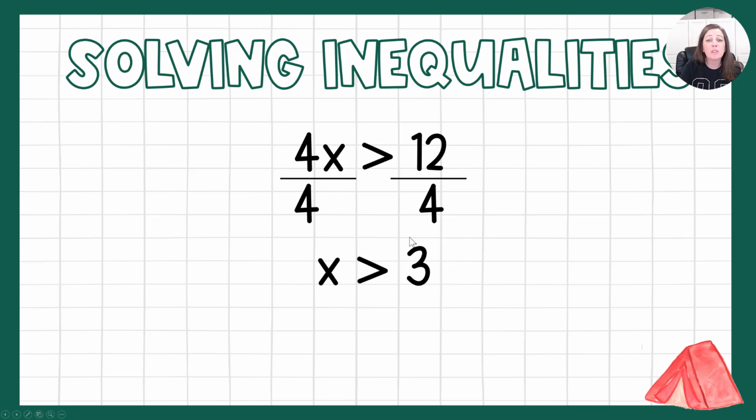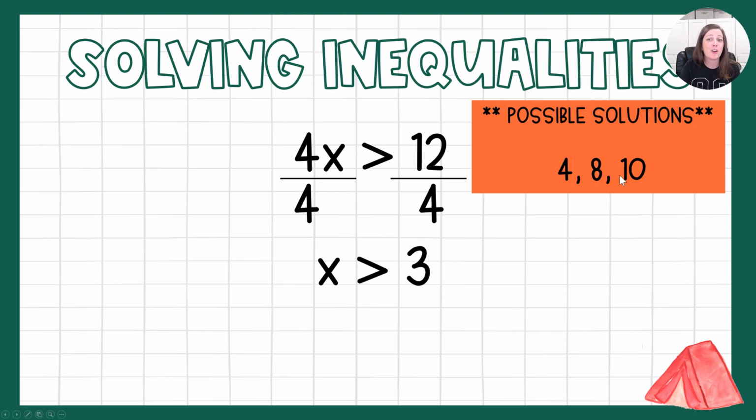All right, some possible solutions. That just simply means x can be literally any number bigger than 3. 1 million, that works. 542, that works. 4, that works. Any number such as 4, 8, or 10 that is bigger than 3 can be x. So what that kind of looks like here, let's say the solution is 4. 4 times 4 is 16. 16 is greater than 12. Let's do the 10. 4 times 10 is 40. 40 is greater than 12.